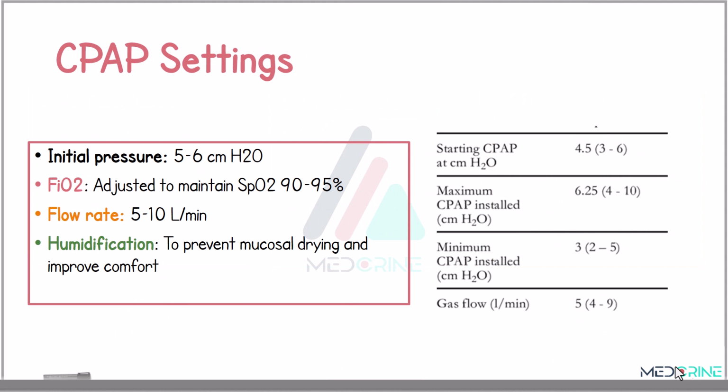Moving to CPAP settings, the initial CPAP settings typically include a pressure of between 5 to 6 centimeters of water, a flow rate of 5 to 10 liters per minute, and an FiO2 that is adjusted to maintain the SpO2 between 90 to 95%. When setting up a CPAP machine, humidification is added to prevent mucosal dryness and increase patient comfort. These parameters are tailored to patient condition and response, as well as to your institutional policy.